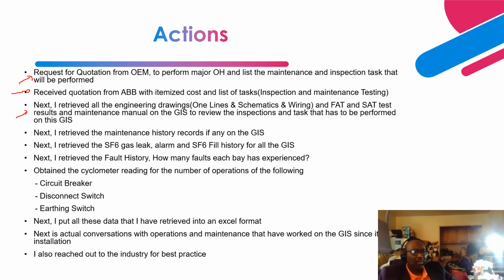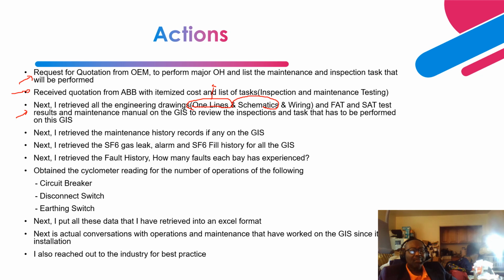As per every substation asset, this GIS has its one lines. The one lines indicate its location in the power system network, and basically the one lines are going to confirm its rating: continuous rating, frequency, and also short circuit rating. Then the schematics.